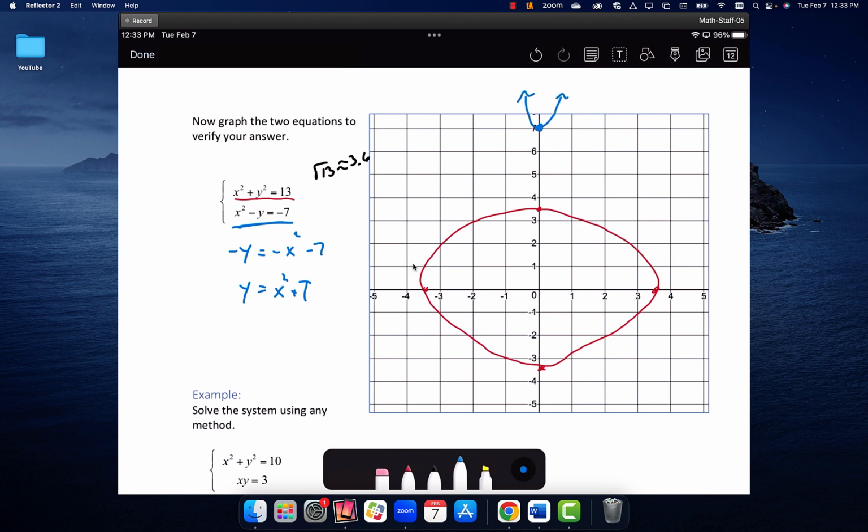Notice those two curves never intersect each other. Therefore, the solution to this system is no solution. They never intersect, therefore there's no solution.